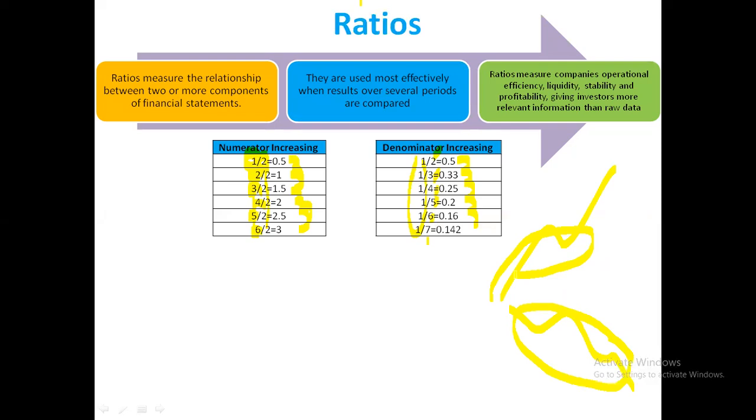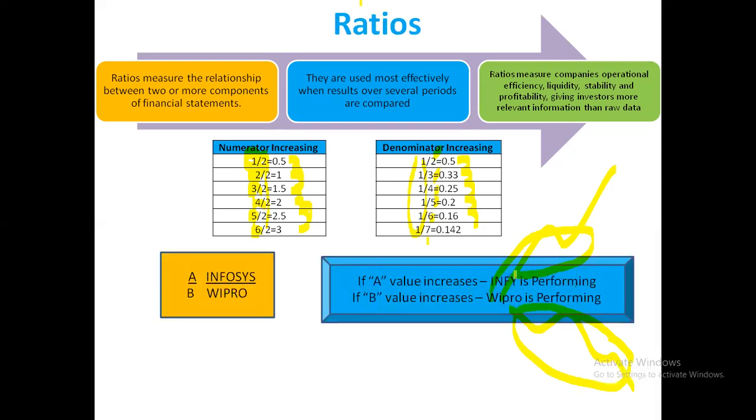The numerator is performing and the denominator is performing. Simple math. Now, let's take a real-time example of how exactly it works. Let's take Infosys and Wipro. How exactly is Infosys performing against Wipro, because both are technically IT stocks. That's why we have taken this as a comparison. We are trying to find out the relationship between them and their performance.